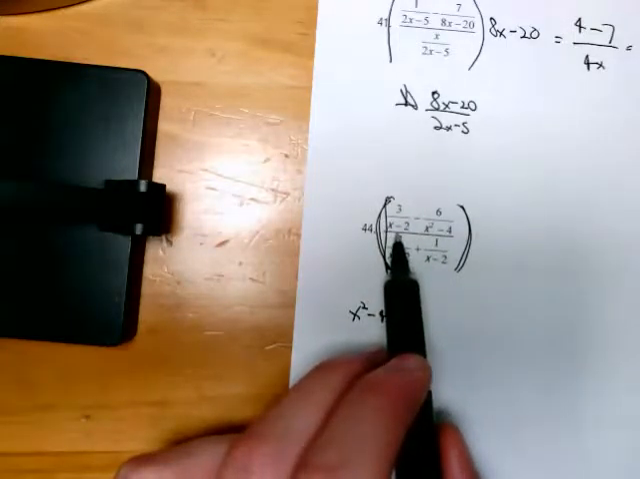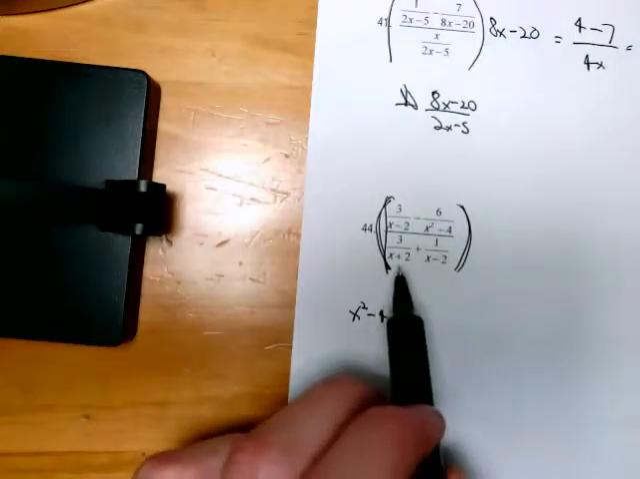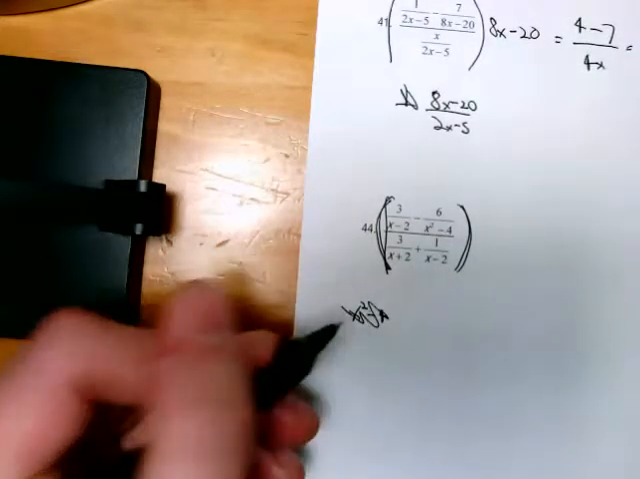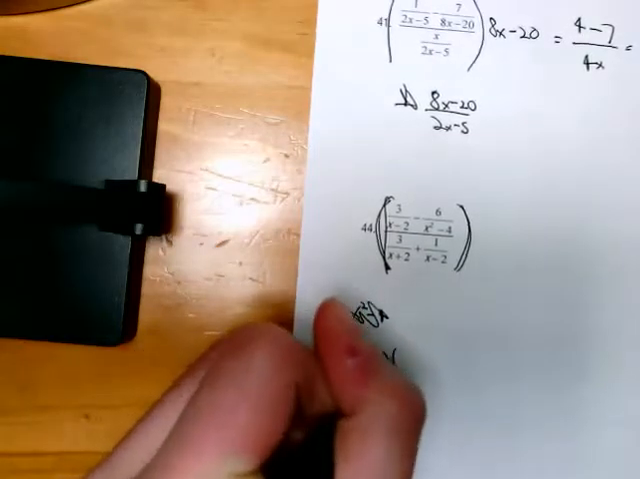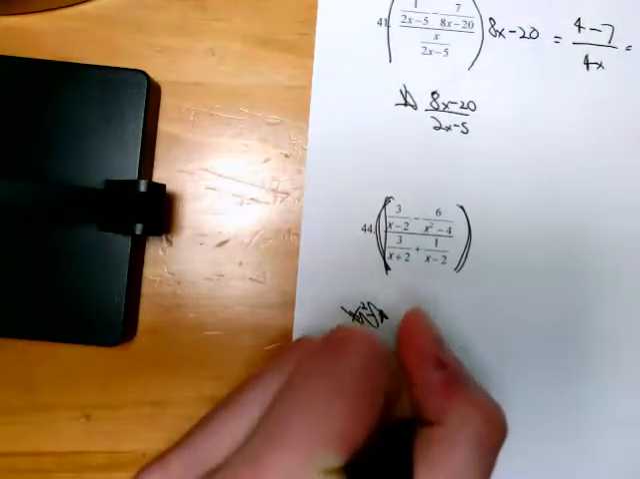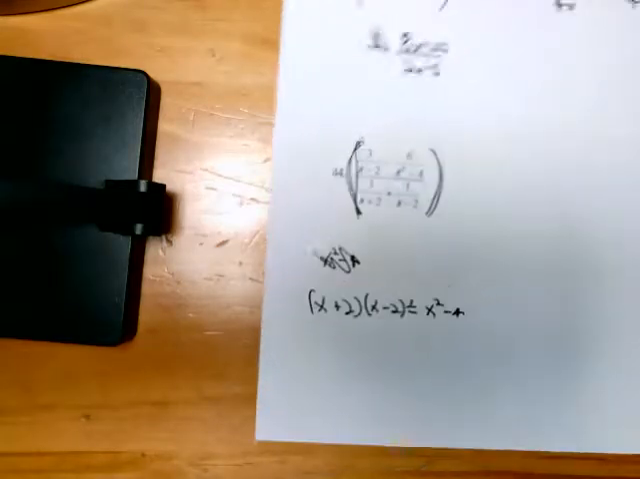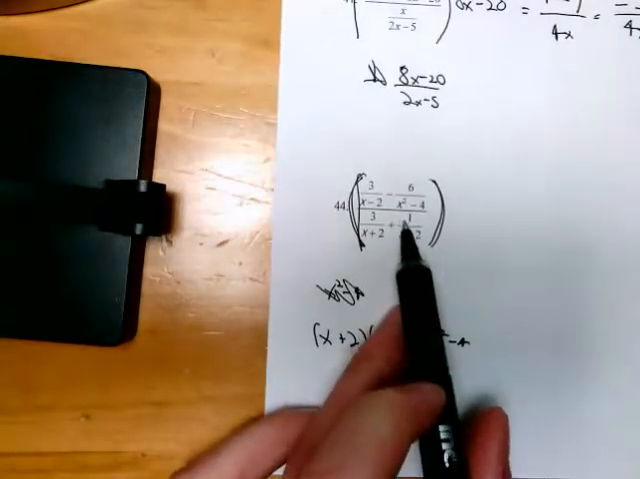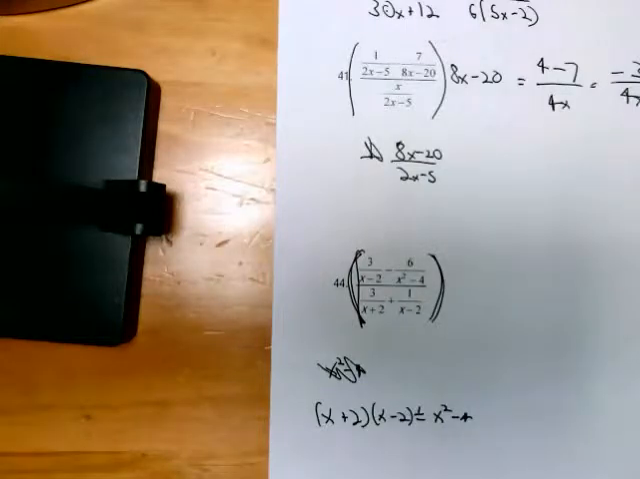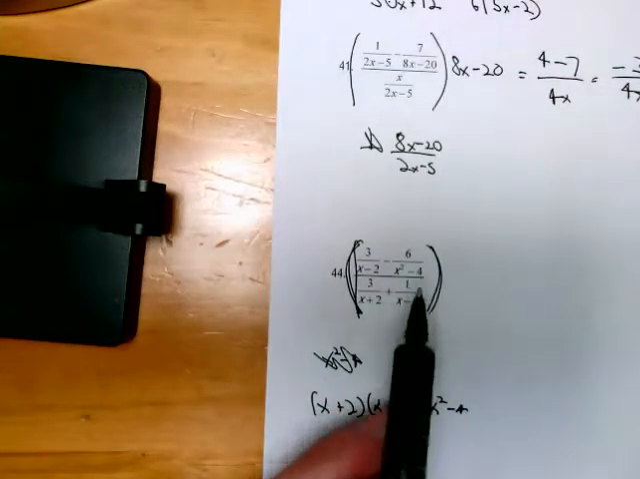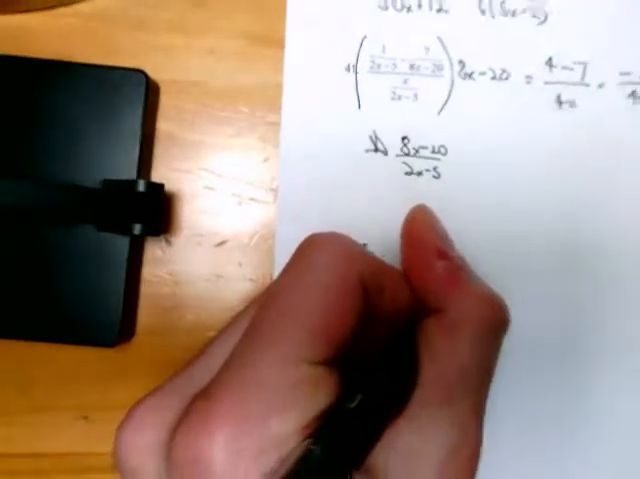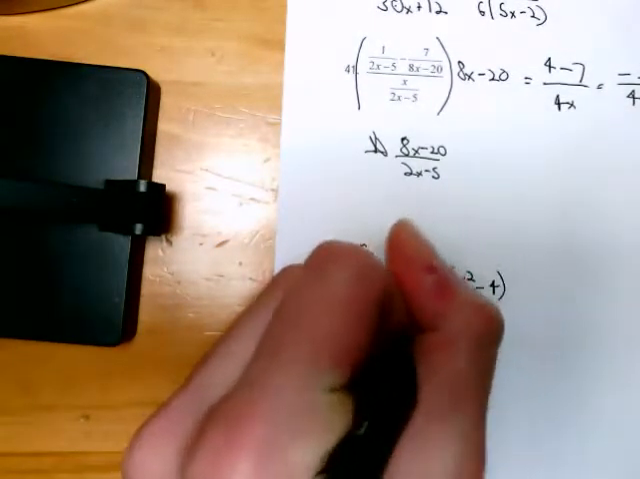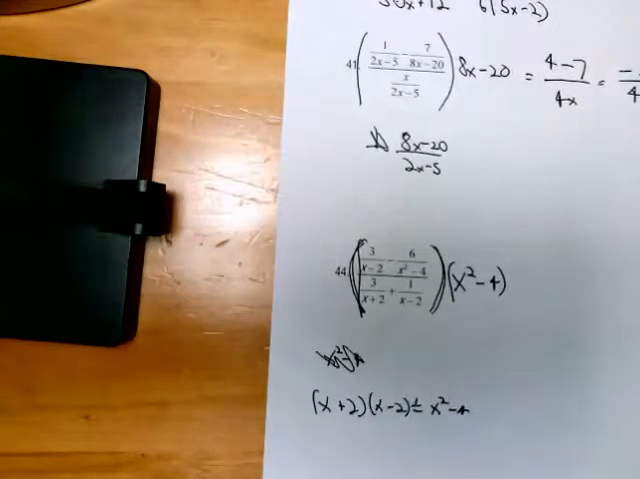x minus 2 times x plus 2 is x squared minus 4. If you know that quadratic formula, x plus 2 times x minus 2 is equal to x squared minus 4, so that applies here. Since the least common denominator is x squared minus 4, and all of these go into x squared minus 4, I'm going to multiply the whole thing by x squared minus 4. That way, I will be able to cancel out all of the denominators and just turn it into a normal fraction.